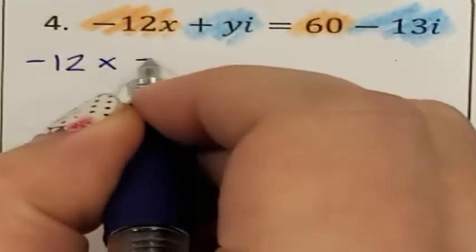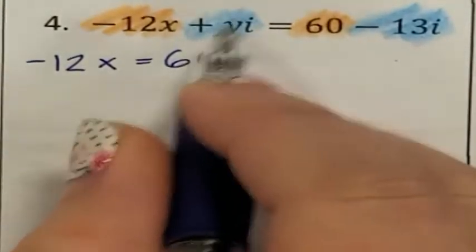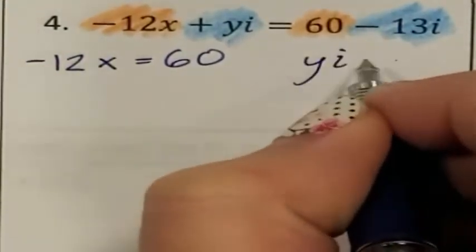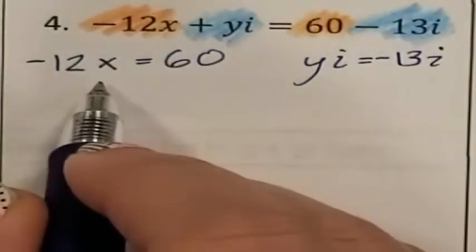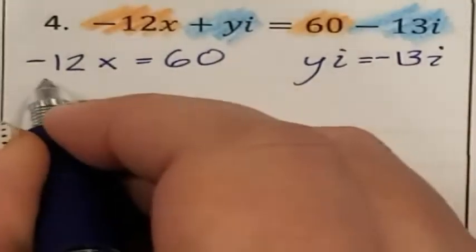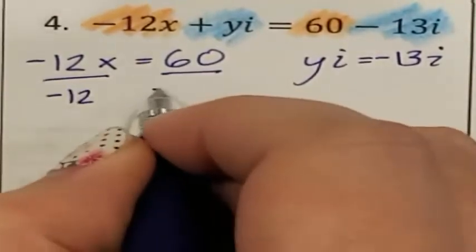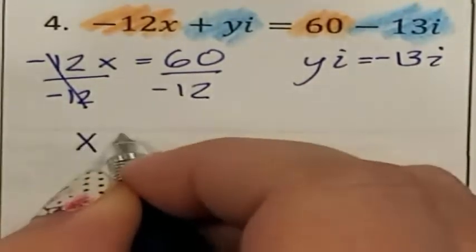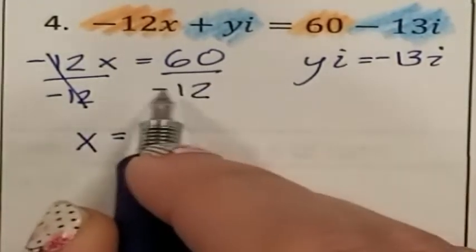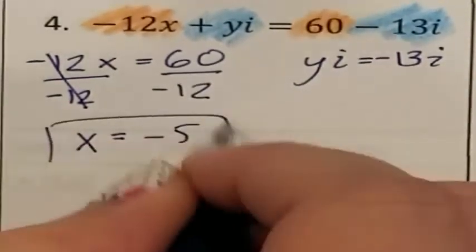Real needs to equal real. So I have negative 12x equaling 60. Imaginary equals imaginary. So yi equals negative 13i. I'm supposed to solve for x. x is connected to the negative 12 by multiplication. We undo multiplication by division. Negative 12 divided by negative 12 is 1. So I have x equaling 60 divided by negative 12, which is negative 5.